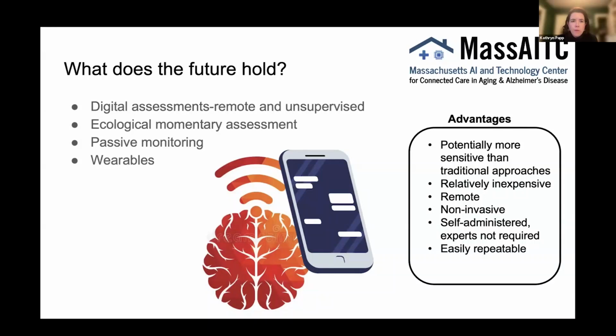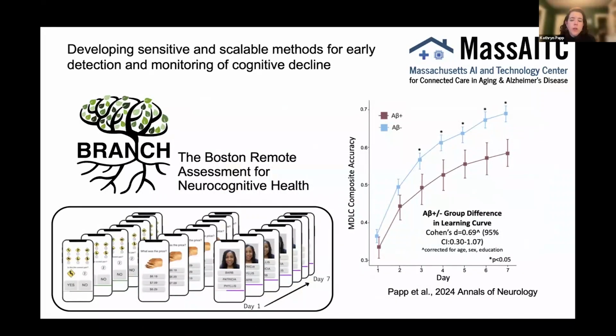I will share with you, right before I finish here, one approach that we're taking in my group to develop sensitive and scalable methods for early detection and monitoring of cognitive decline within the preclinical Alzheimer's disease population that involves a digital approach. And so we've developed this web-based cognitive assessment with the idea that we can look at an individual's learning curve over time by having them do the same types of memory tests each day for a total of 7 days. And you can see here, individuals in red have elevated levels of amyloid, so they have preclinical Alzheimer's disease, and individuals in blue do not have elevated levels of amyloid, so they don't have preclinical AD.